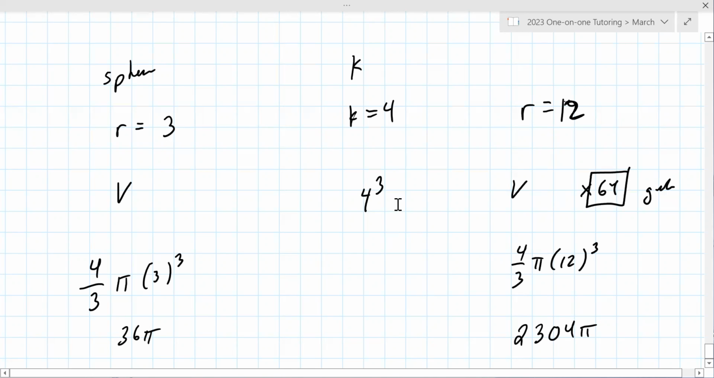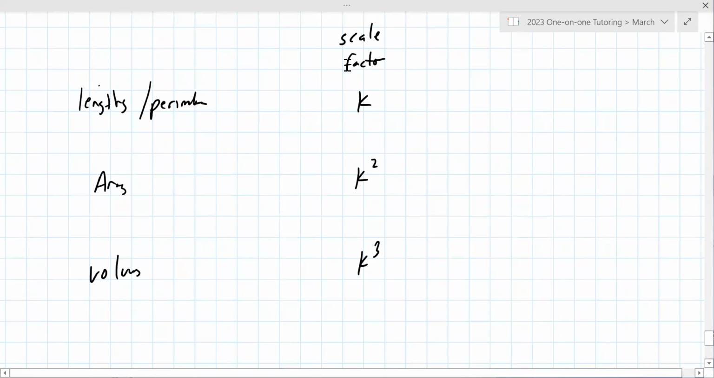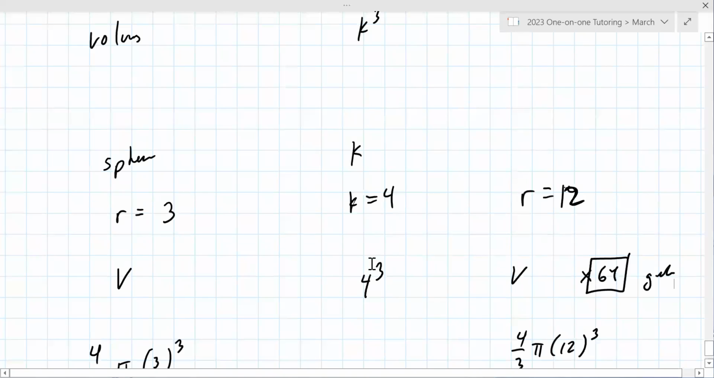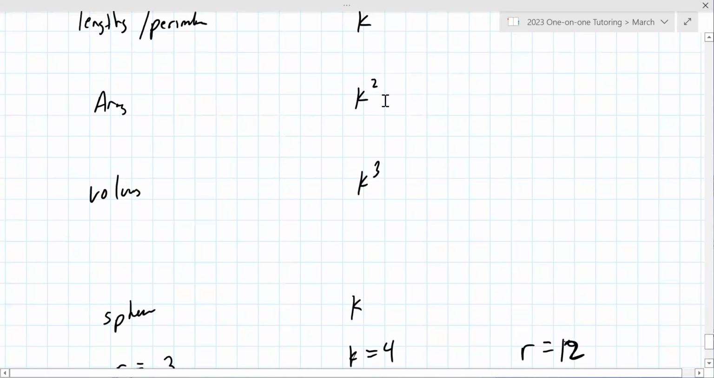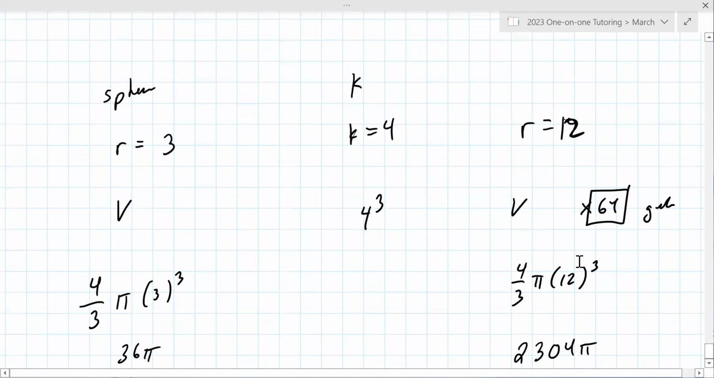I got 64. Yeah, so the shortcut is if you know this relationship, that whatever your scale factor is, for volumes it goes up by k cubed. Okay, areas it's k squared, lengths it's just k. And it works for all the problems you've been doing. But I didn't know if you knew that as a shortcut here.